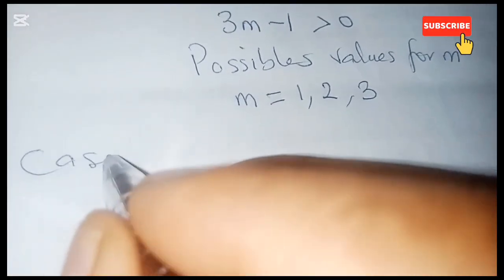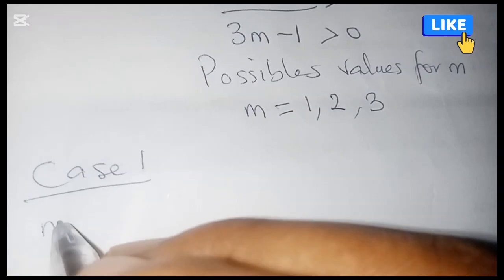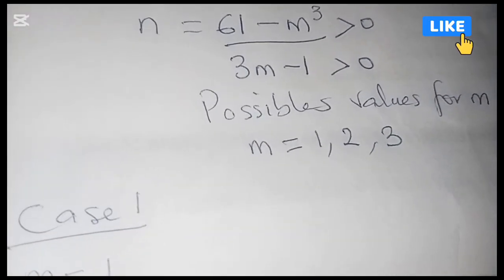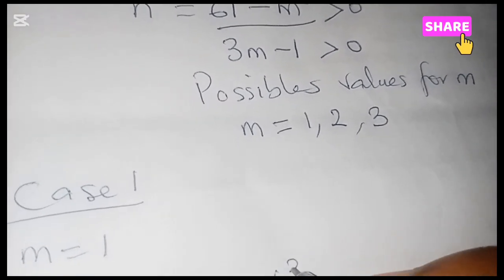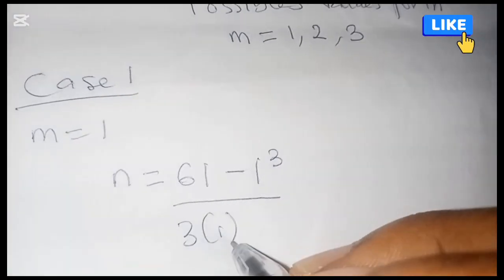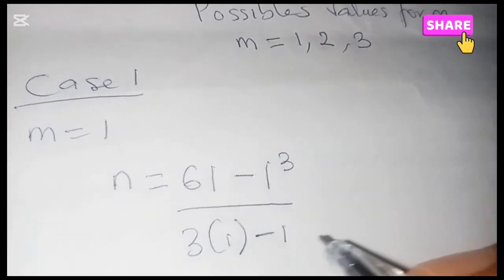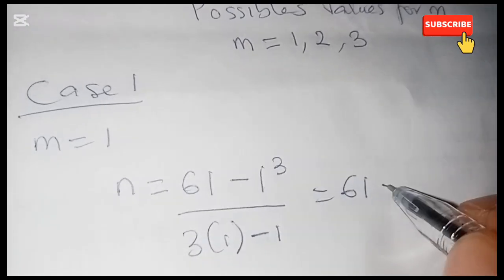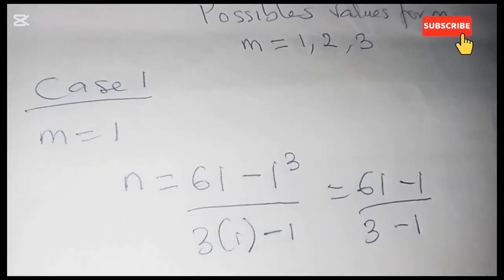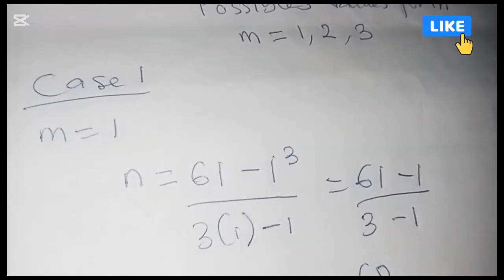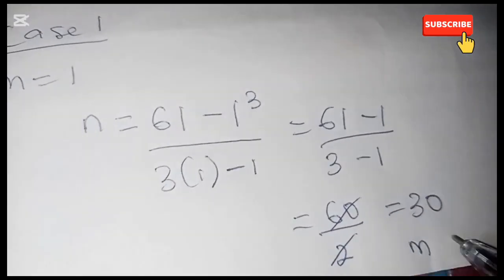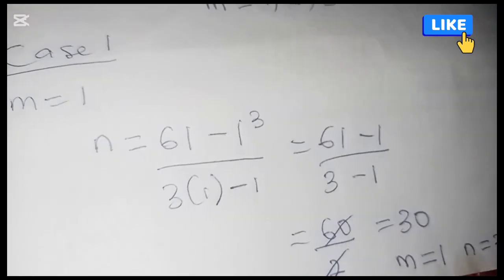We have case 1, where m is equal to 1. In this equation, we have n equals (61 minus 1 cubed) all over 3 in bracket of 1 minus 1. This gives us 61 minus 1 all over 3 minus 1. This gives us 60 over 2, and when we divide, we have 30. So where m is 1, n is 30.